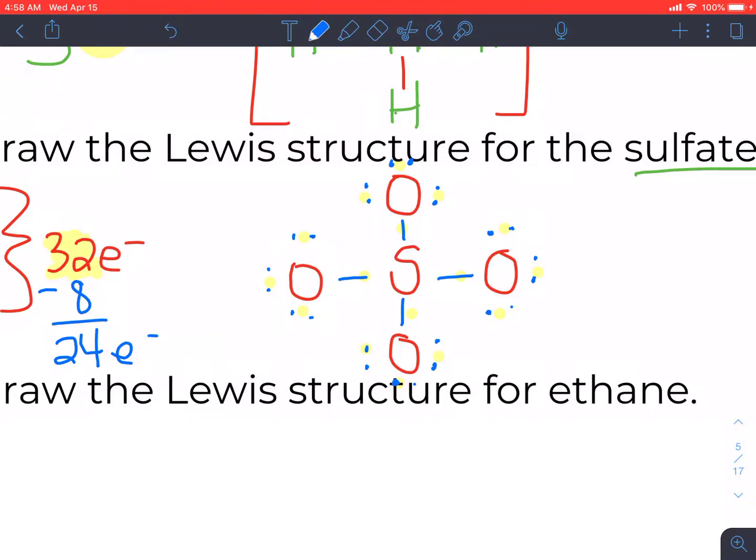Okay, because this is an ion, the only thing left we have to do is put brackets around it and the charge.